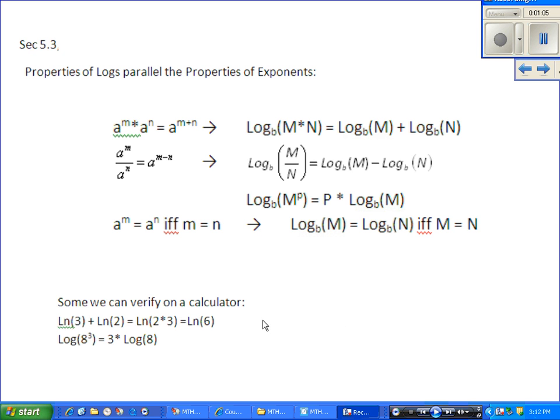And if you're in the middle of a test and you can't quite remember how the log works, remember you can verify some of these just by playing around with your calculator. Try it. Take the natural log of 3 plus the natural log of 2. According to our properties, that should equal the natural log of 6. So compare that on your calculator. Same thing with the log of 8 to the power of 3. Compare that to 3 times the common log of 8. That can kind of reassure you when you're in the middle of a test and aren't sure if you've got the properties straight or not.